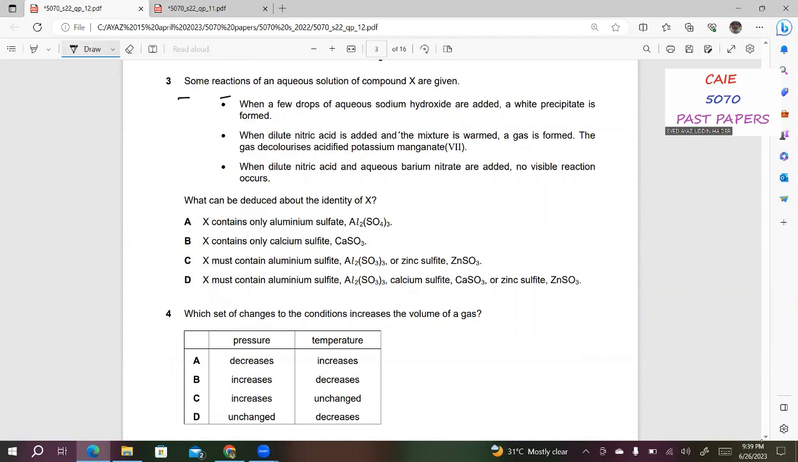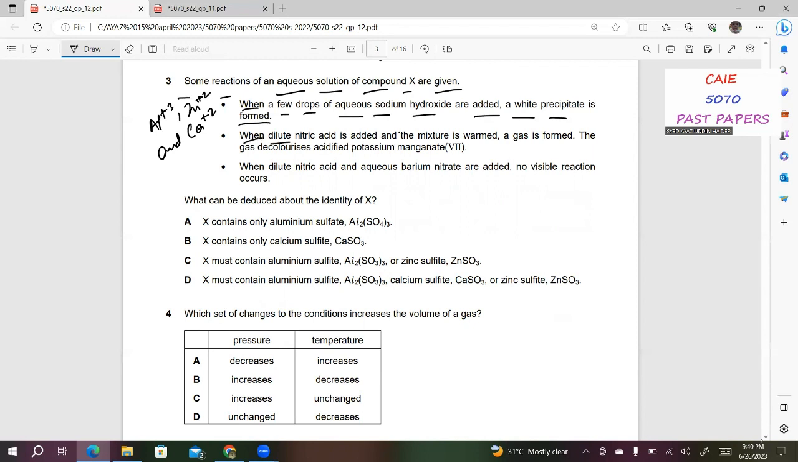Some reactions of an aqueous solution of compound X are given. When a few drops of aqueous sodium hydroxide are added, a white precipitate is formed. No extra information is provided. So we may have these three ions present in the aqueous solution: Al3+, Zn2+, and Ca2+.